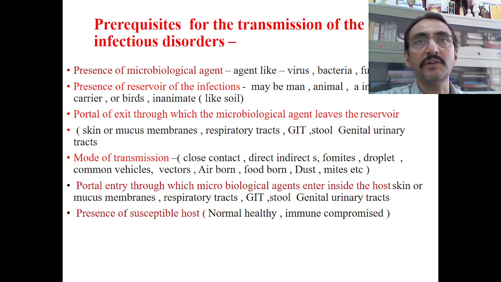break one of these links, because this is a chain of events and we have to break the chain somewhere in between. Only then will infection control be achieved. Otherwise we cannot attain control over this. So knowing this fact is very important. So what are the prerequisites for the transmission of infectious disorders?